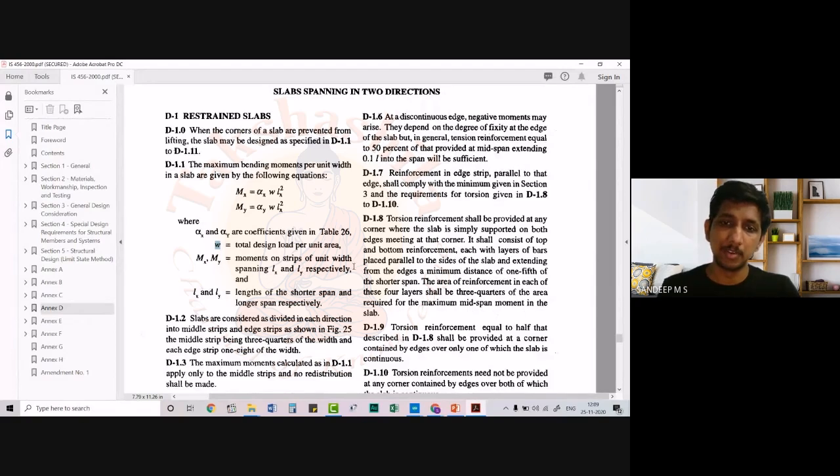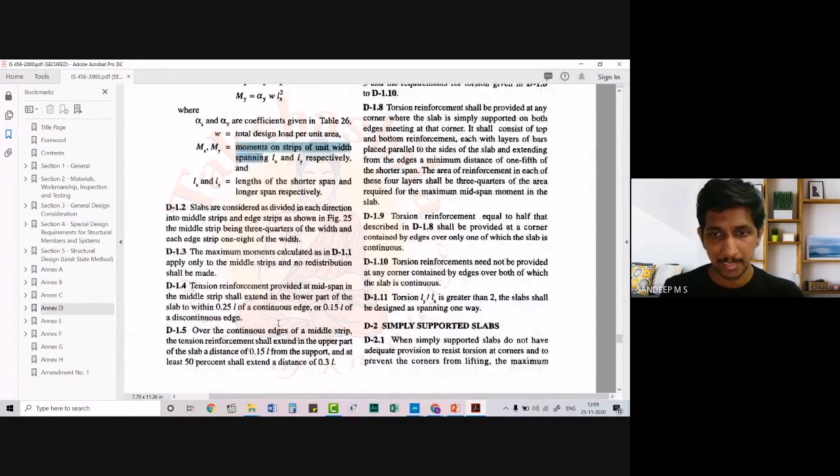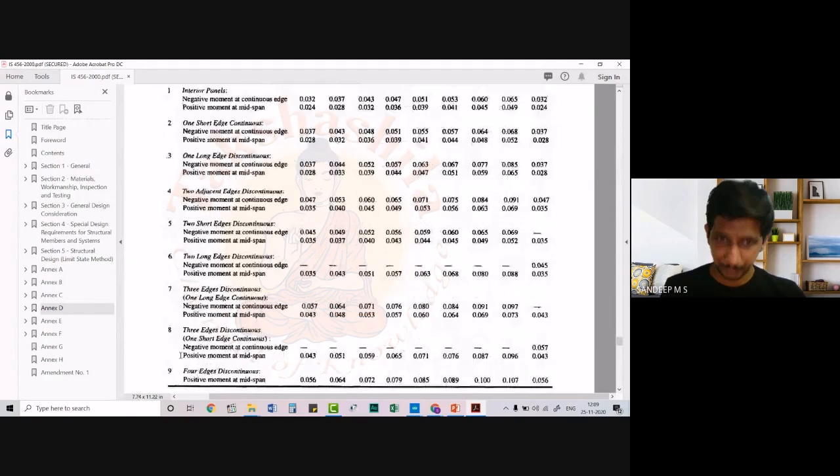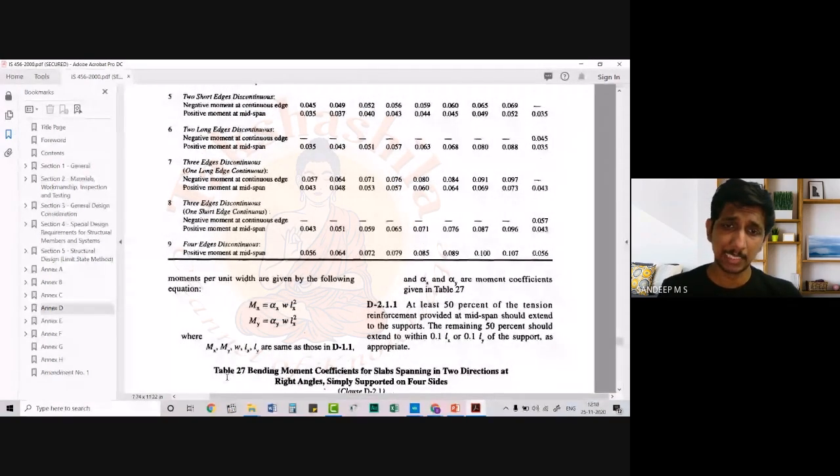Moment on a strip of unit width. Mx and My will be the moments acting along the x direction and y direction. Please don't go through this and get confused. We will explain this in detail when we come to restrained slabs. Then Lx and Ly, as you already know, the length of the shorter span is considered as Lx, and the length of the longer span is considered as Ly. It's always like that. That is how you will calculate the moment in this case.